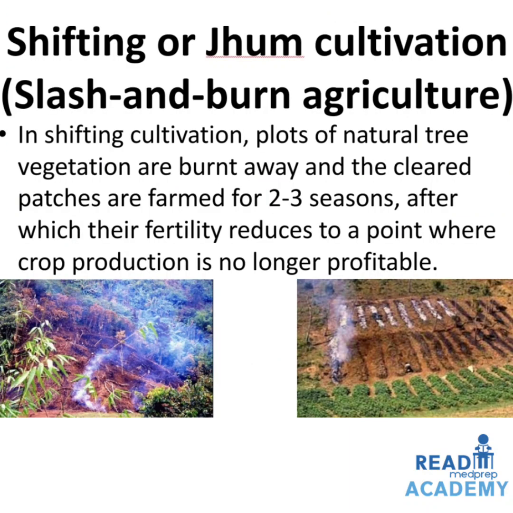Shifting or jhum cultivation, otherwise called slash and burn agriculture. In shifting cultivation, plots of natural tree vegetations are burnt away and cleared patches are farmed for 2 to 3 seasons, after which their fertility reduces to a point where crop production is no longer profitable. You can see in the image on the left side the natural tree vegetation being burnt. On the right side, you can see the jhum cultivation.